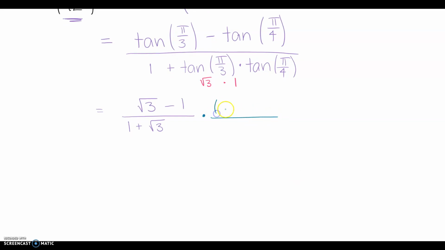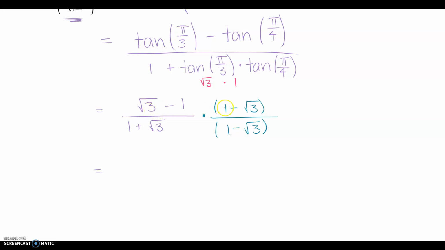So I'm going to multiply by 1 minus the square root of 3 over 1 minus the square root of 3. And remember, the whole reason we're doing this, we're technically multiplying by 1. And we want to use a different sign. Because it's 1 plus in the denominator, we're going to use 1 minus, the conjugate, so that the radical will go away. So now we just FOIL.